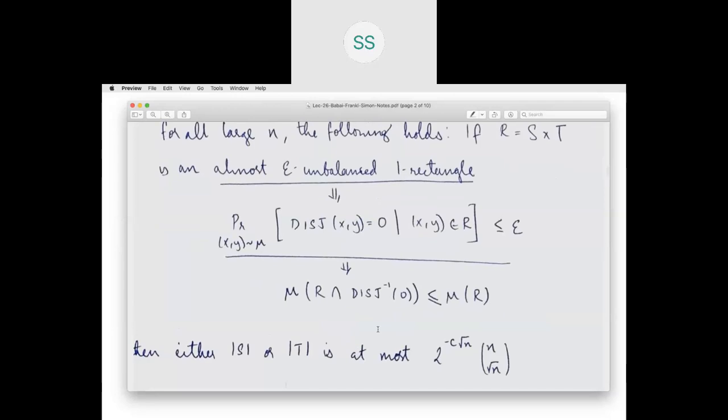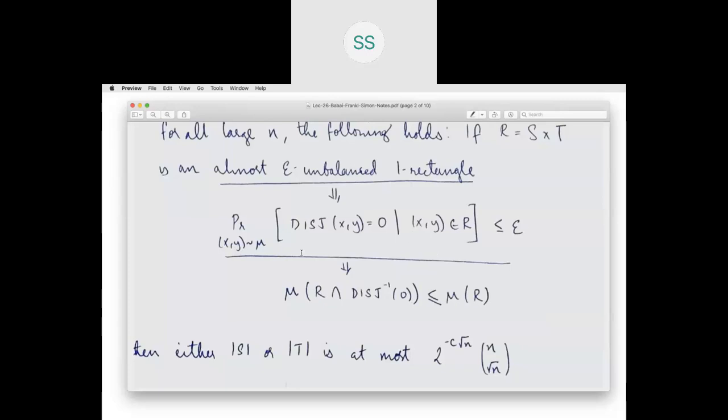Right? So I think there is an error here in the next line. Mu of R intersection disjointness inverse of zero, the inverse of the function, should be at most epsilon times mu of R. So there should be an epsilon here before mu of R. I'll try to see if I can add that when I share it, or just recall it when you see it. So just to call out the typo again, mu of R intersection disjointness inverse zero should be at most epsilon times mu of R.